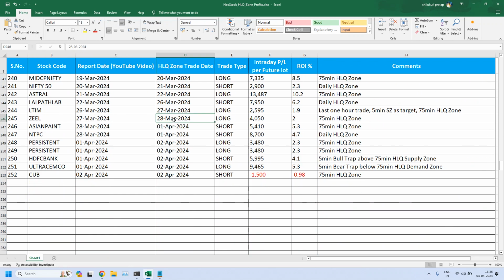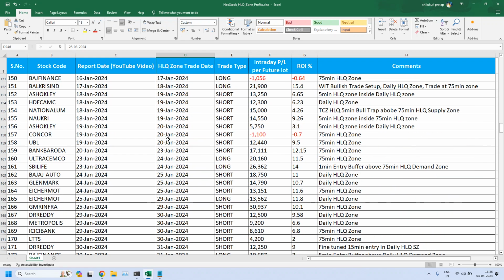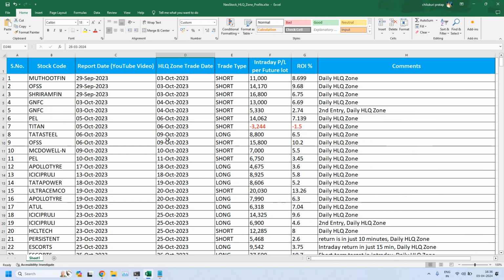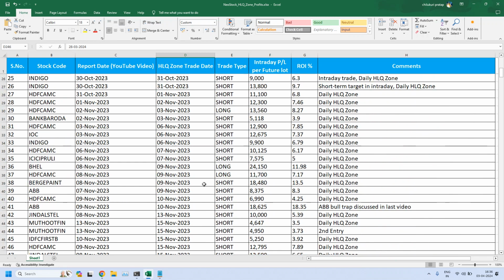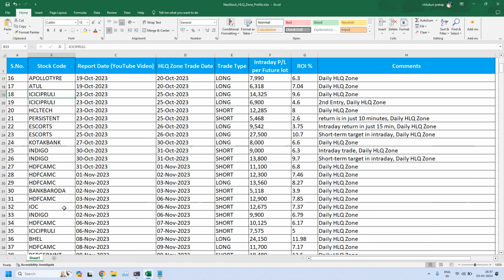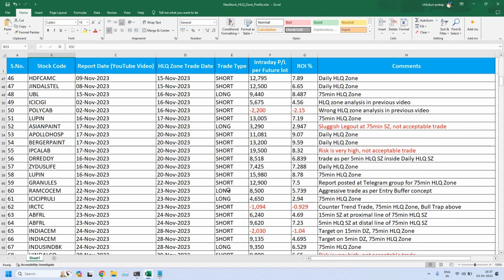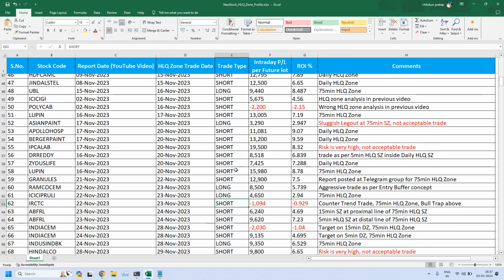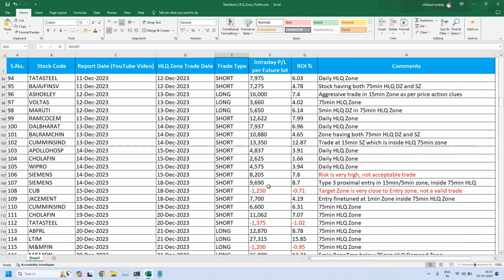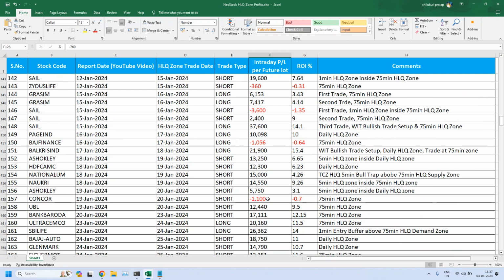That way, based on the date, you can open the videos. For all these trades, videos are available at our YouTube channel. Everything is transparent. Whatever we are discussing in the videos, only that we are entering in the Excel sheet. So any zone you can refer. You can take any of these trades, whether failed trades or successful trades, and you can find all the videos, all the trades at our YouTube channel.